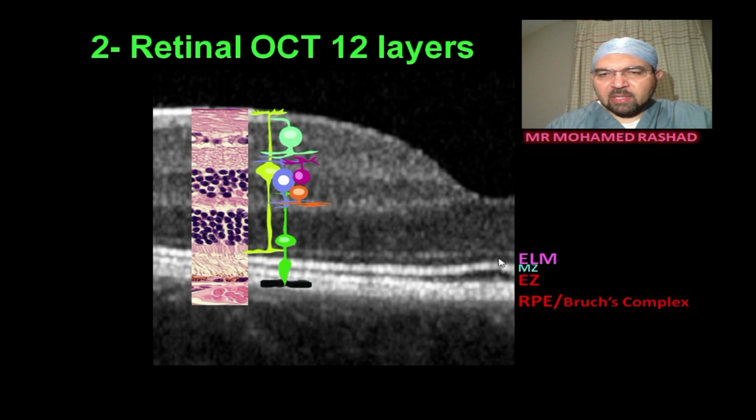Then the hyporeflective gray area here is called the myoid zone of the inner segment of the photoreceptor. Then this next area is the outer segment, with the hyporeflective zone that has some debates around the origin of this zone. We will discuss it in the next slides, but in most of the evidence till now, it is the interdigitation zone, which is part of the outer segment of the photoreceptors.